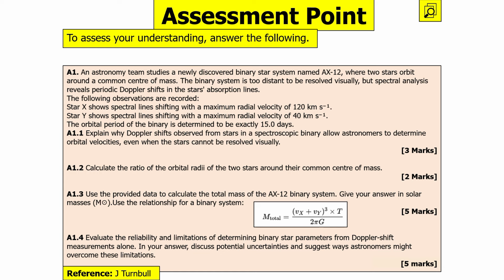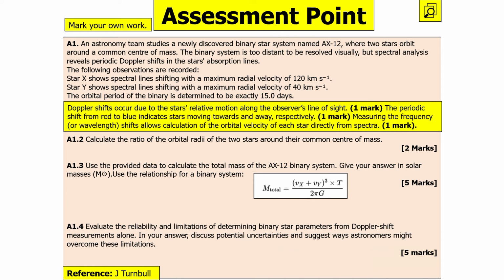Explain why Doppler shifts observed from the stars in spectroscopic binaries allow astronomers to determine orbital velocities even when the stars cannot be resolved visually. Calculate the ratio of the orbital radii of the two stars around the common centre of mass. Using the provided data, calculate the total mass of the AX12 binary system. Give your answers in solar masses and use the relationship given in the question. Evaluate the reliability and limitations of determining binary star parameters from Doppler shift measurements alone. In your answer, discuss potential uncertainties and suggest ways astronomers might overcome these limitations. So pause the video now, then unpause the video when you want to go through your answer.